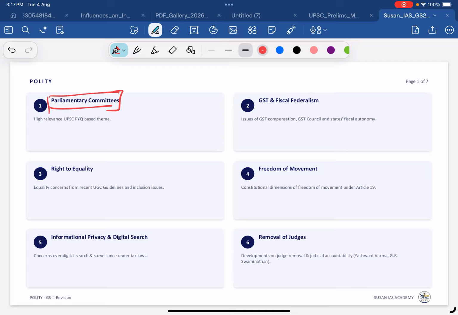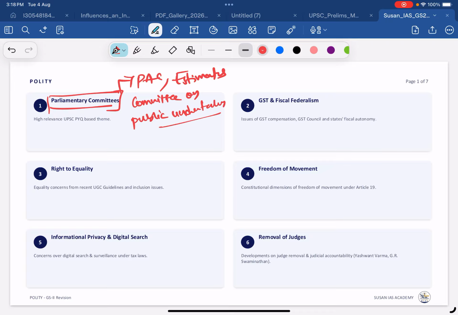Basically, parliamentary committees are of two types: standing committees and ad hoc committees. They can also be referred to as financial committees. In financial committees we have the PAC, Public Accounts Committee, the Estimates Committee, and the Committee on Public Undertakings. Then we have the departmental related standing committees.